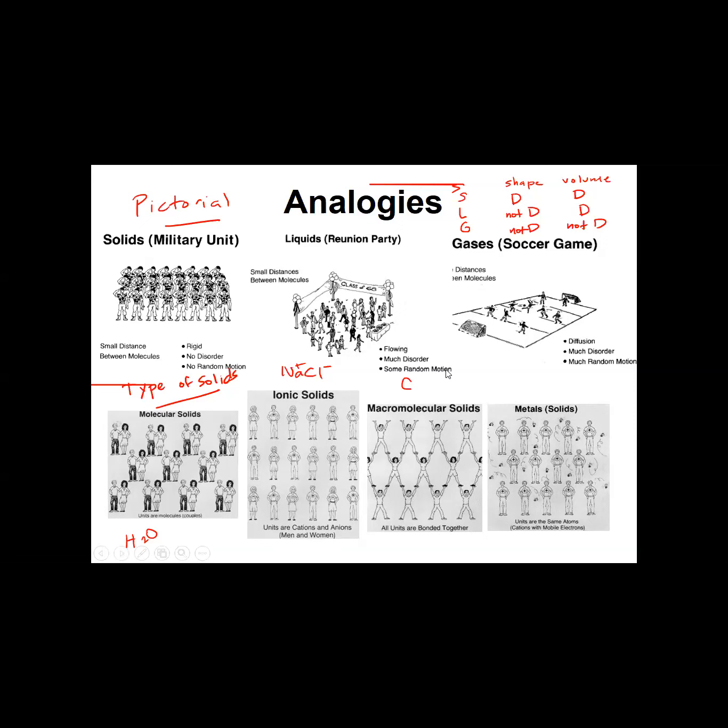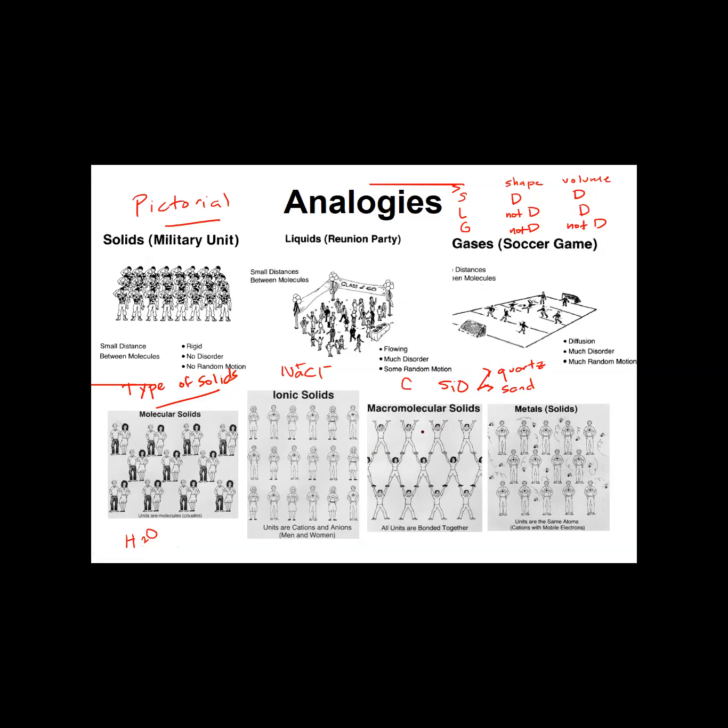Diamond being the hardest substance according to Moh's scale. Graphite, on the other hand, is arranged in layers, so graphite is usually soft. That's your pencil lead. So this is how Professor Portman describes macromolecular solids. All units are bonded together. Now, an example of those made up of more than one atom is silicon oxide. The expensive term for this is quartz. The cheap term for this is sand.